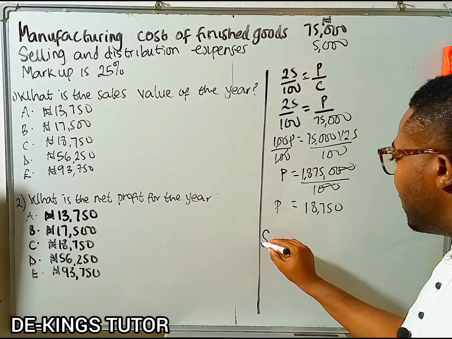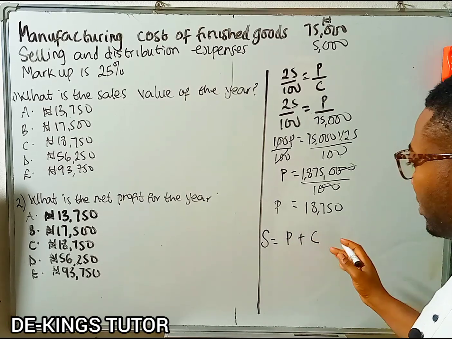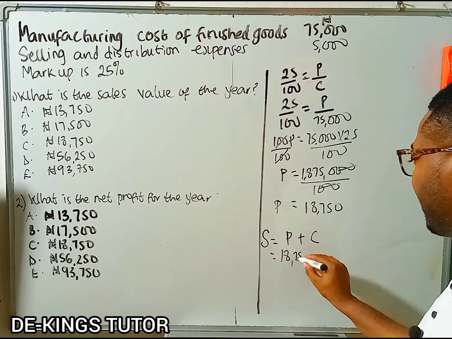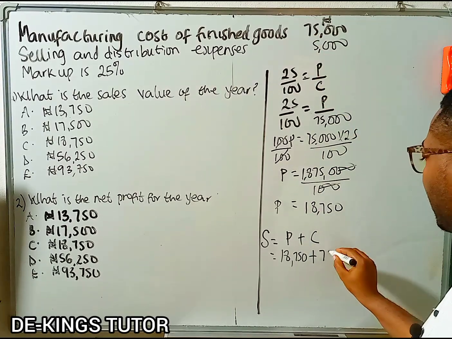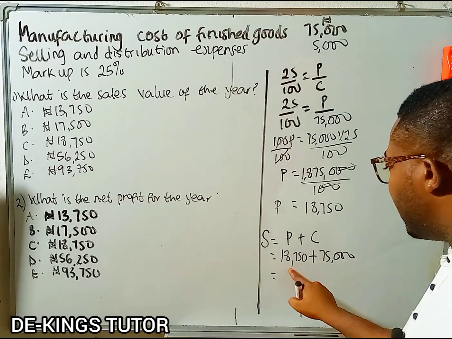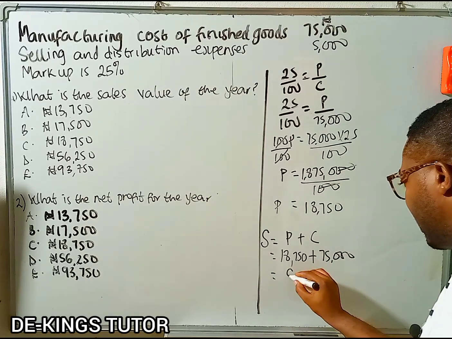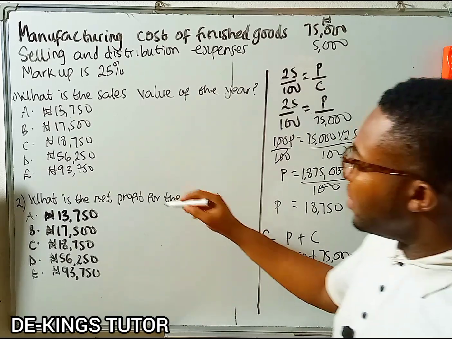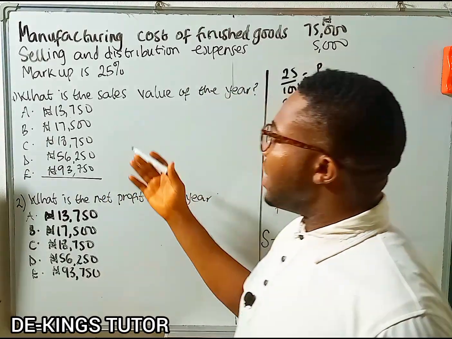And we know that sales equals the profit plus what? Cost. That is what is sales value. So we have our profit as 18,750 plus our cost as 75,000. So 18,750 plus 75,000, using the calculator, gives us 93,750 as the sales value. Now we'll check here, 93,750 is E. Okay, so that is the sales value.